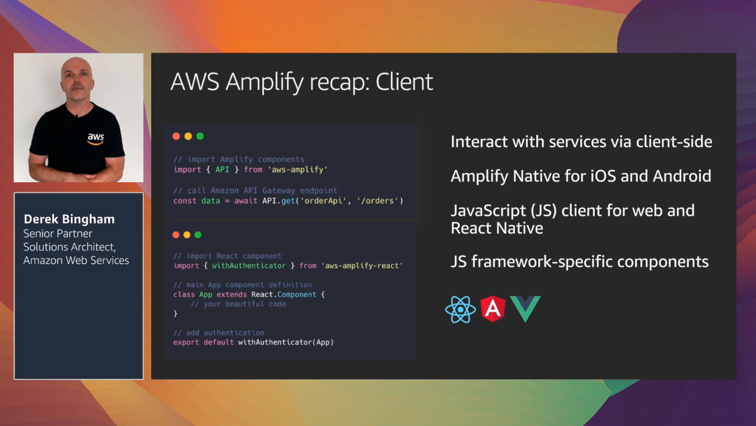Moving on to the client libraries. The client libraries are available for a number of JavaScript frameworks. We've got Vue, React, and Angular, as well as native flavors for supporting iOS and Android, as well as cross-platform with React Native. The client libraries provide you with an API to start communicating with your backend services that you've provisioned.